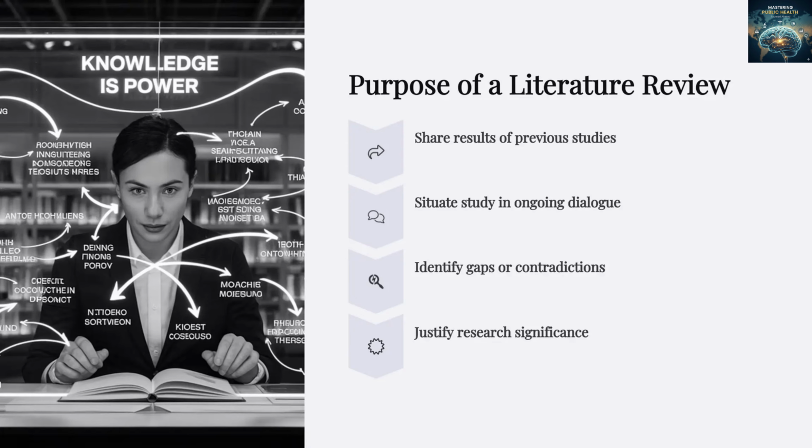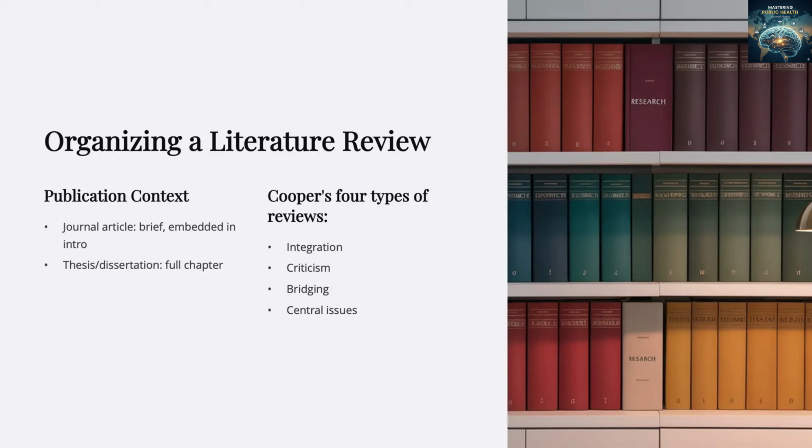Purpose and organization of a literature review. Why do a literature review? To share what's already known, to show how your study fits into ongoing dialogue, to highlight gaps your study will address, and to build a framework for comparing and analyzing findings. As for organization, it varies by context. In journal articles, the review might appear in the introduction. In theses and dissertations, it's often a full chapter. Creswell also highlights 4 types of literature reviews from Cooper: 1. To integrate; 2. To criticize; 3. To build bridges; 4. To identify central issues.